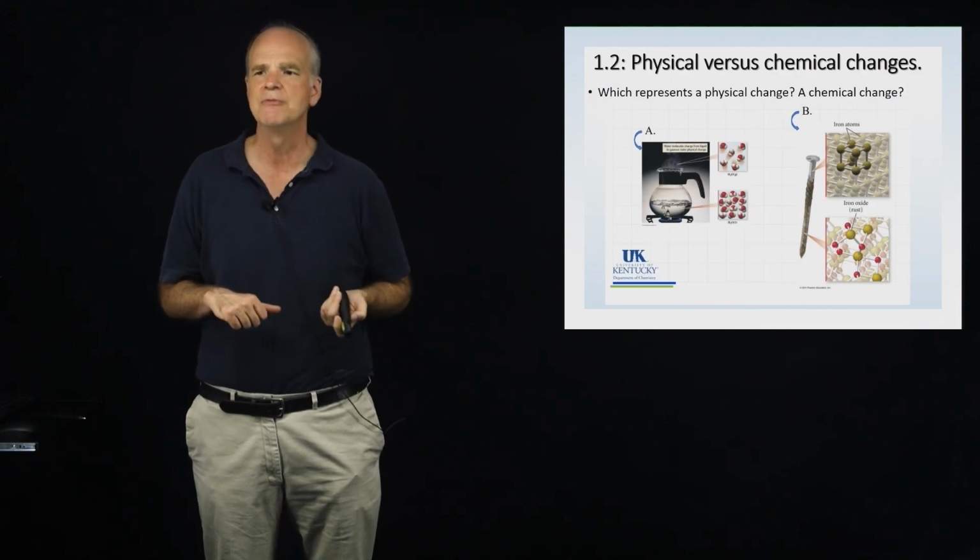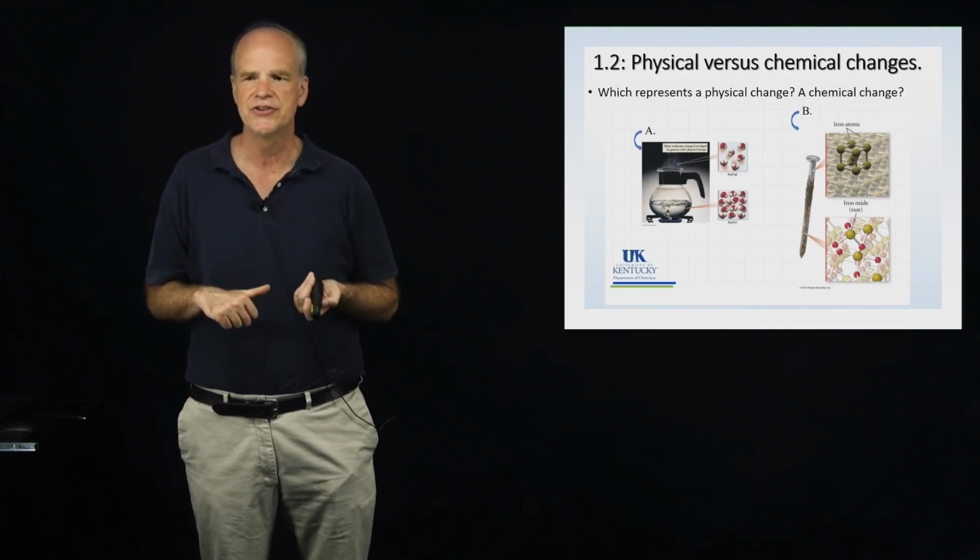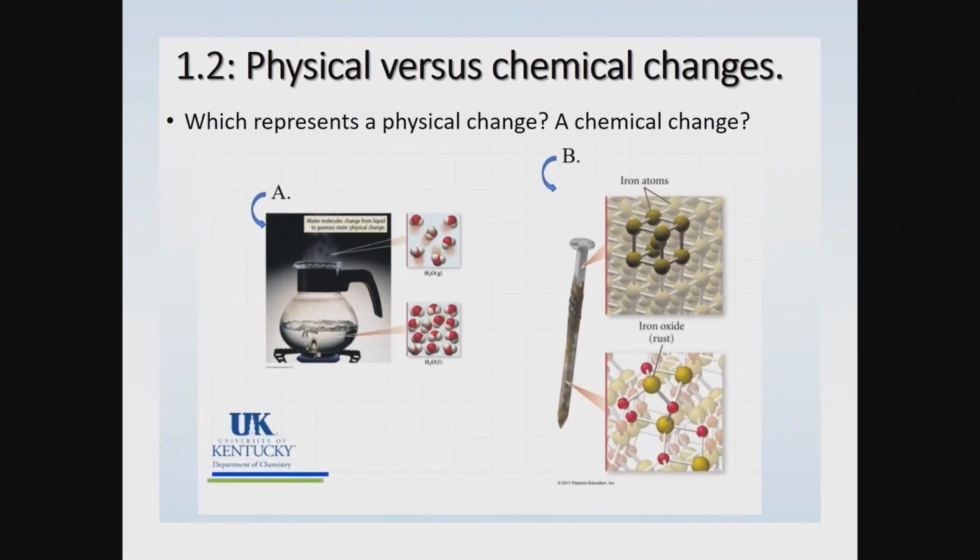Okay, to finish up, I want you to take a look at this. I want you to tell me, just looking at the pictures, can you distinguish between a physical change or a chemical change? Let me talk about a little bit of what's going on. In picture A, we are boiling water. Is that a physical change or a chemical change? In picture B, we are taking iron and exposing it to oxygen in the presence of water to form something else. Is that a physical change or a chemical change?